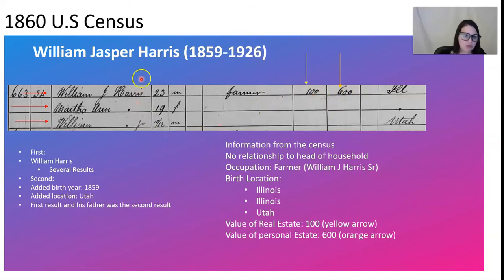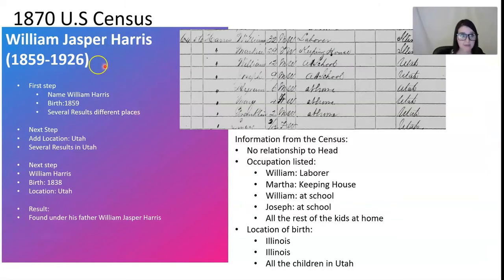So, once again though, there's no relationship. So, I'm going off inferring that William is the son of William and Martha. Then in 1870, we still have William Jasper. So I just did the same steps as I previously did. I added his name, his birth, and I had several different places. So then I narrowed down my search to just Utah. There were still several different results.